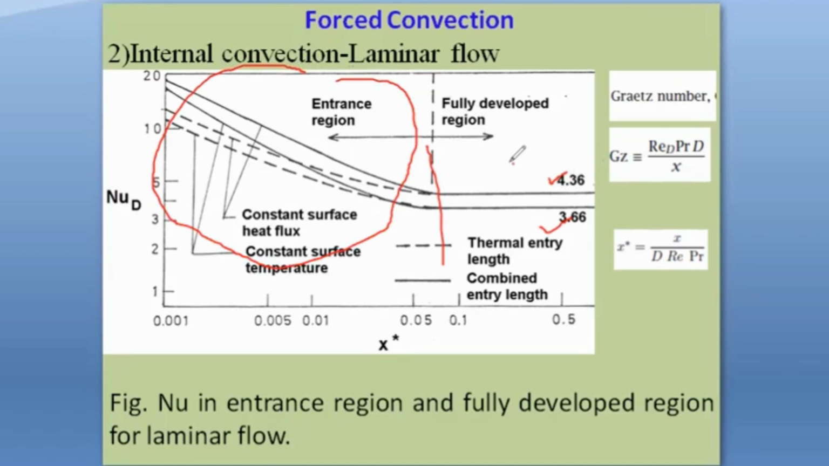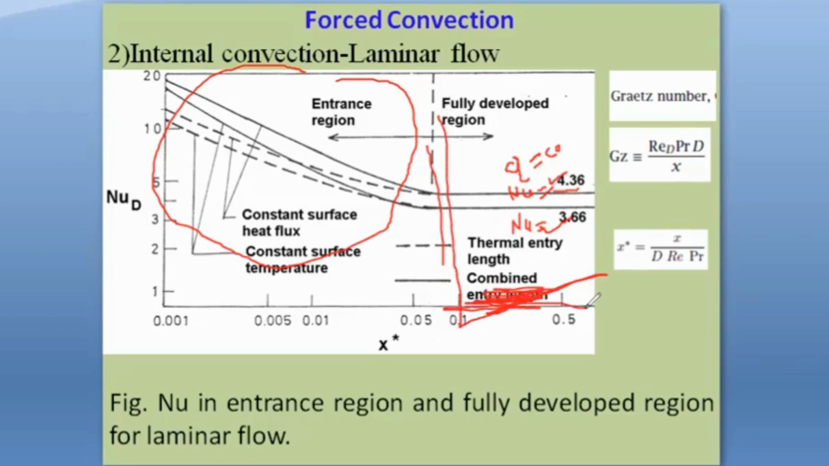4.36 is for what? Heat flux. If the Q is constant, then the Nusselt number is 4.36. Please understand, Nusselt number in case of laminar flow depends on what? Boundary condition. If it is constant heat flux, then it is 4.36. If it is a constant temperature, the Nusselt number value is constant and it is 3.66. But it is only for the developed region, when flow is developed.